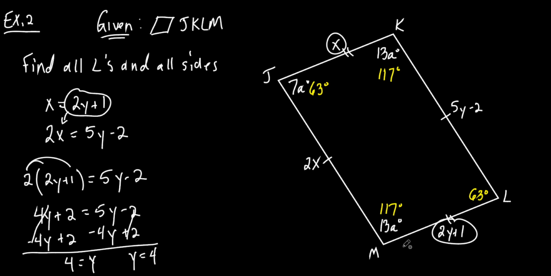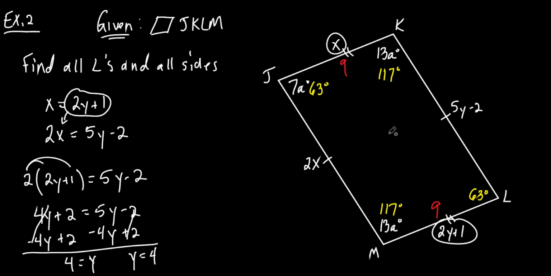Exactly right. So you can plug it into either one of these. It doesn't make any difference. Let's plug it into this one right here. So what is it? Y is equal to 4, correct? So it's 2. Let's do it in our head. 2 times 4 is 8 plus 1 is 9. So this side is 9. Without doing any math whatsoever, what's this? That's 9 as well. Okay?